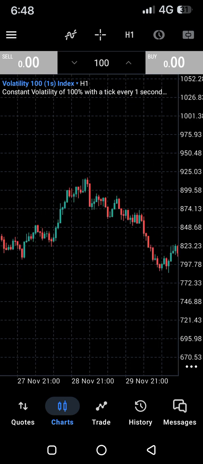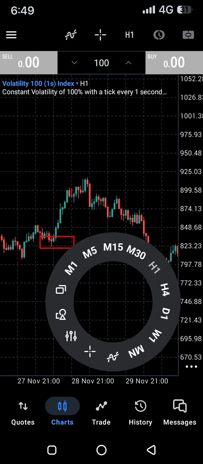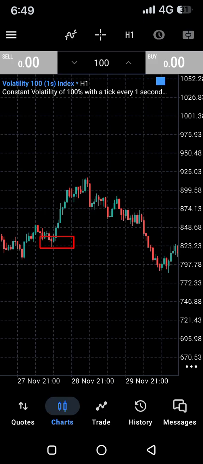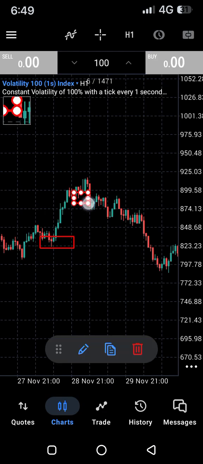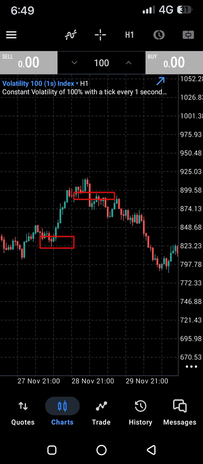okay? So if you observe, this is the H1. So price was making higher highs. This was a higher low, then a higher high. Then here we also had a higher high. What happened is that price broke through this higher high, okay? So this was the first indication that price was trying to shift structure.